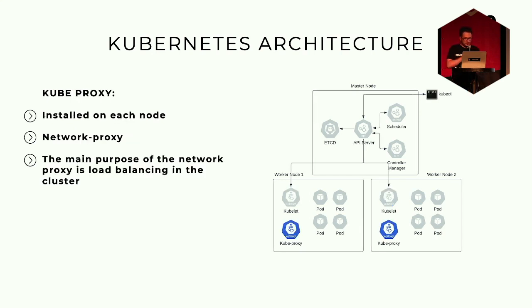And kube-proxy is also installed on each node. This kube-proxy is also called the network proxy. The main purpose of the network proxy is to do load balancing in the cluster. So when we imagine that we have two replicas of the same container running on two different nodes, it might be the case that kube-proxy in node 1 redirects the request to node 2.